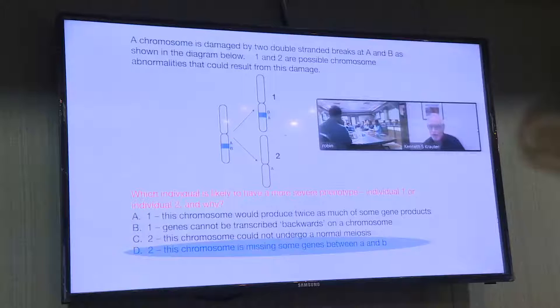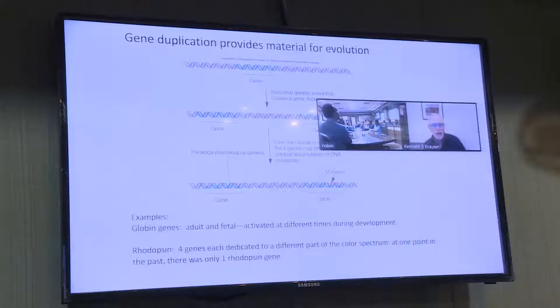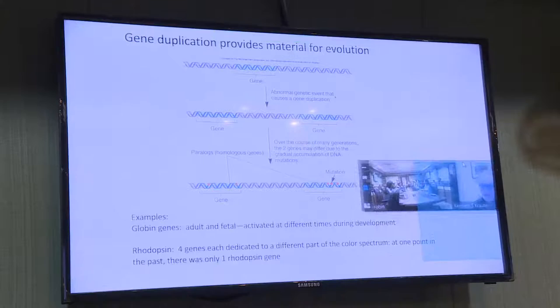Small chromosomal rearrangements occur at birth in the human population that go completely undetected. So, in thinking about how genes and genomes evolve, it's important to contemplate how we end up with so many genes that do so many interesting things.